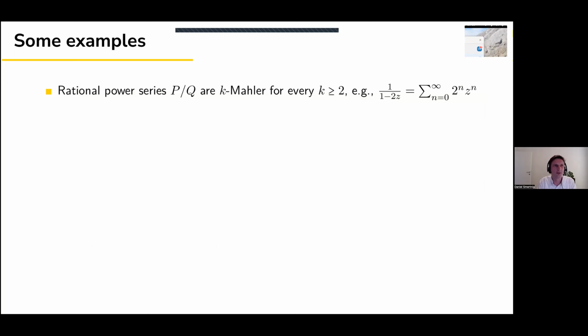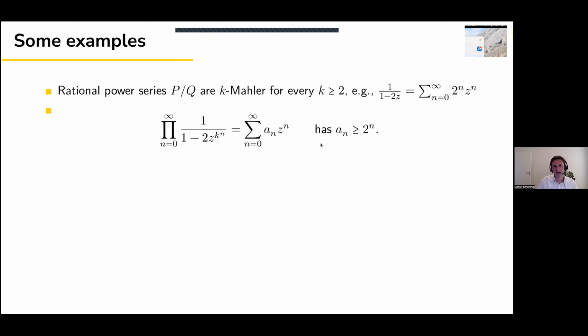Some examples of Mahler functions, well, every rational power series. So a power series expansion of a rational function without a pole at 0 is always k-Mahler for every k. Say this geometric series 1 over 1 minus 2z. More interestingly, you can take an infinite product of such a type of series where now instead of z, you have z raised to k to the n and take the product over all n larger than or equal to 0. This still gives a Mahler function.